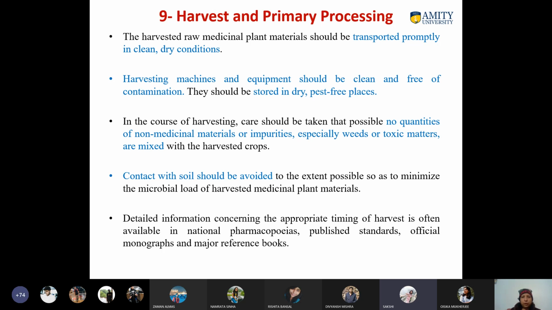Okay, so here it's being told that your harvested raw material, after you do the harvesting, it is very important that you transport it as soon as possible in dry conditions. So your storage area should be clean and dry, so that there are no chances to acquire moisture or to support mold growth.